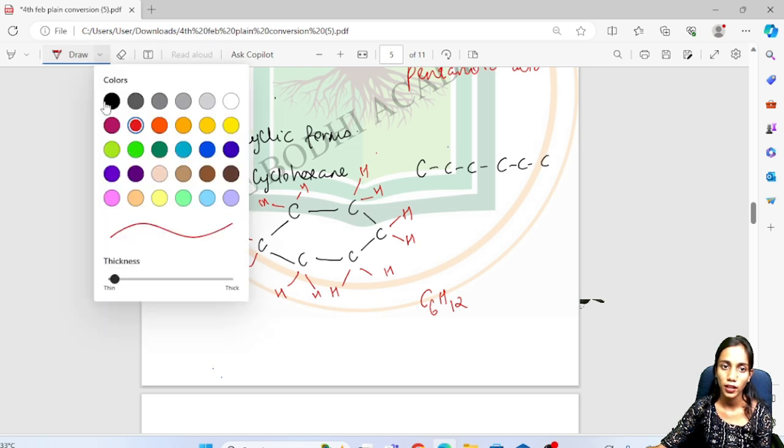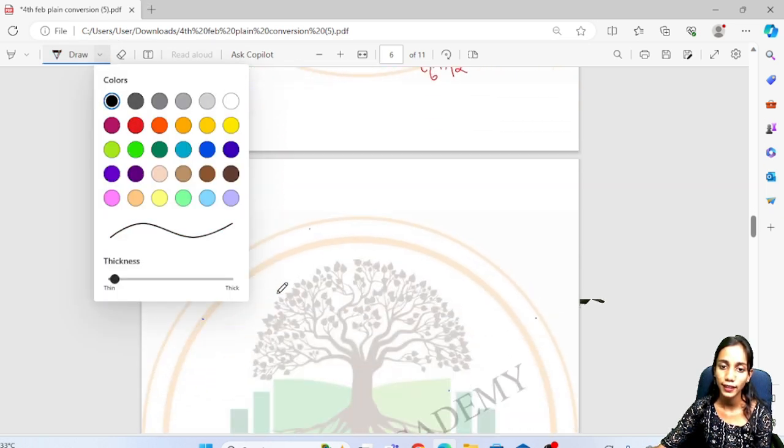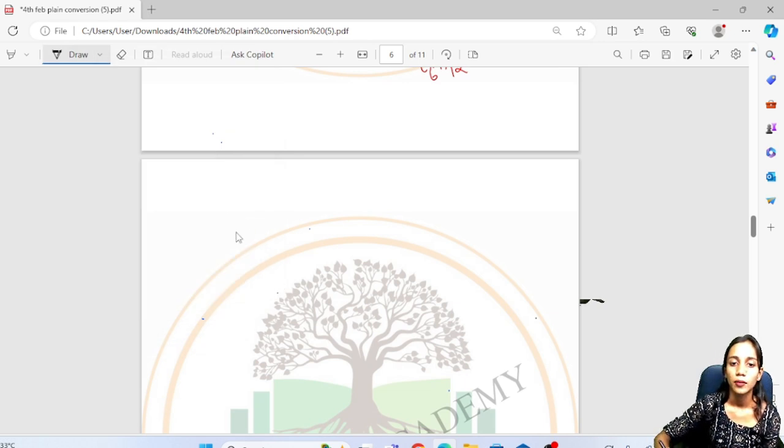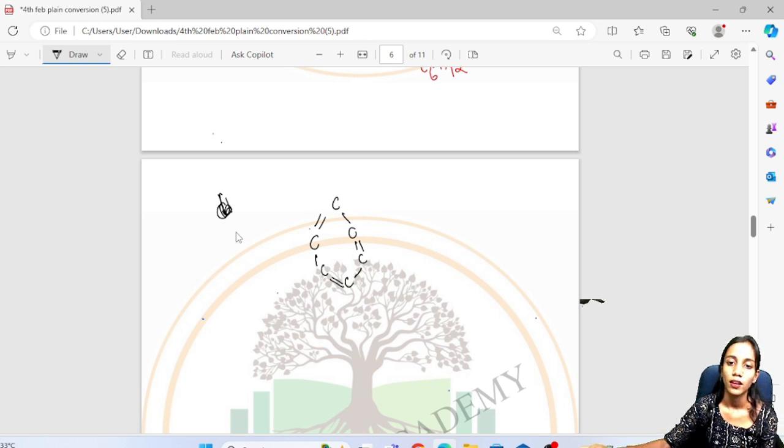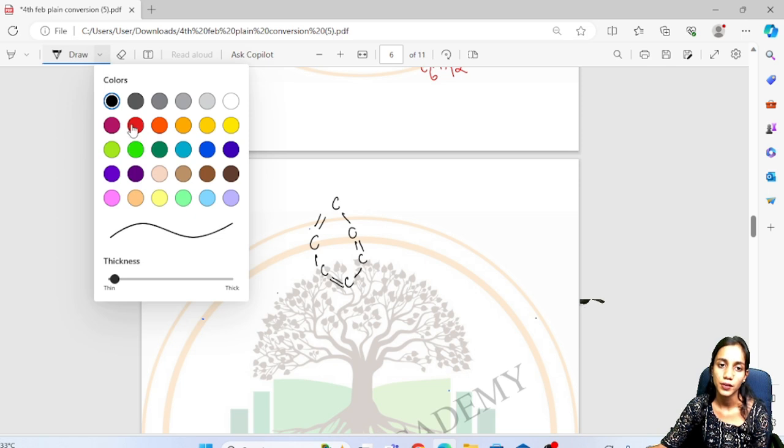Now the next hydrocarbon is a cyclic hydrocarbon, an unsaturated one, in which the ring will have alternate double bonds. It is hexane only, but the ring will carry alternate double bonds. So there will be a double bond here, then a single bond, again a double bond here, then a single bond, and again a double bond here. Now let's see how the valency will be satisfied.